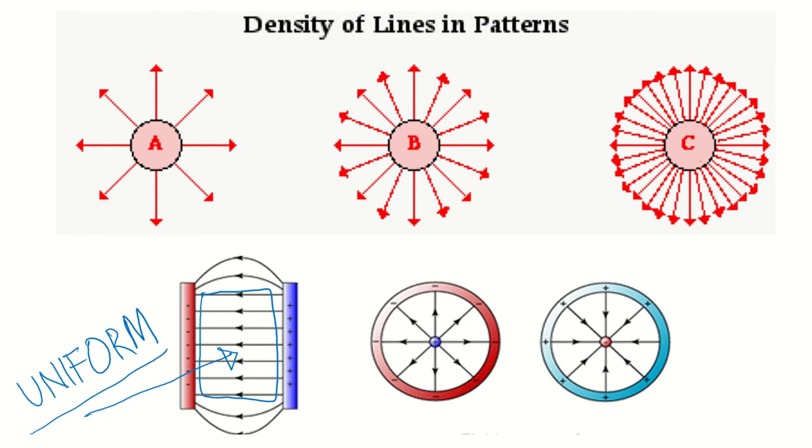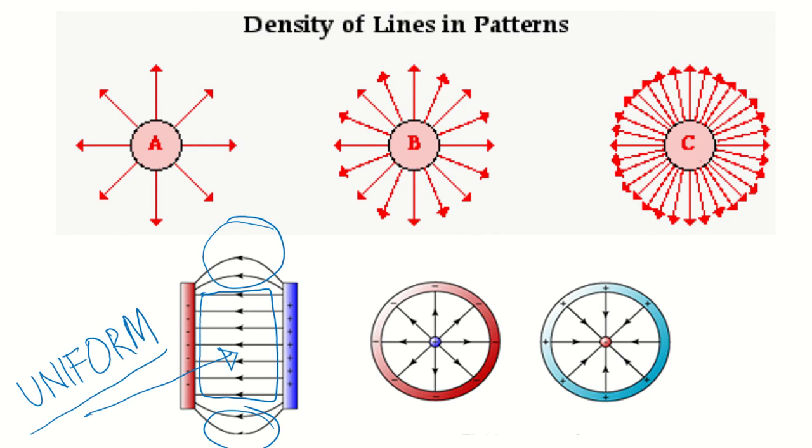So in order to have a uniform electric field, usually we place two oppositely charged metal plates in front of each other at a distance. So between them the electric field is uniform. At the edges it's not. So at this place and at this place the electric field is not uniform.